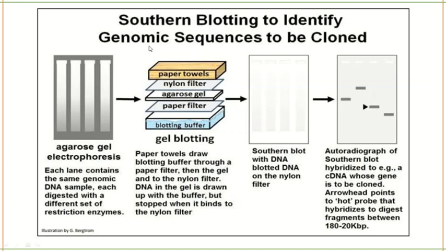Okay, so first you're going to do agarose gel electrophoresis. Each lane contains the same genomic DNA sample, each digested with a different set of restriction enzymes. That is the first step. Second step is blotting. For DNA, you do Southern blot. Southern blot techniques you're going to learn in detail in future classes, but for now, Southern blotting means you take this gel, and the DNA will be transferred onto a sheet, a nylon filter, using the Southern blotting setup.